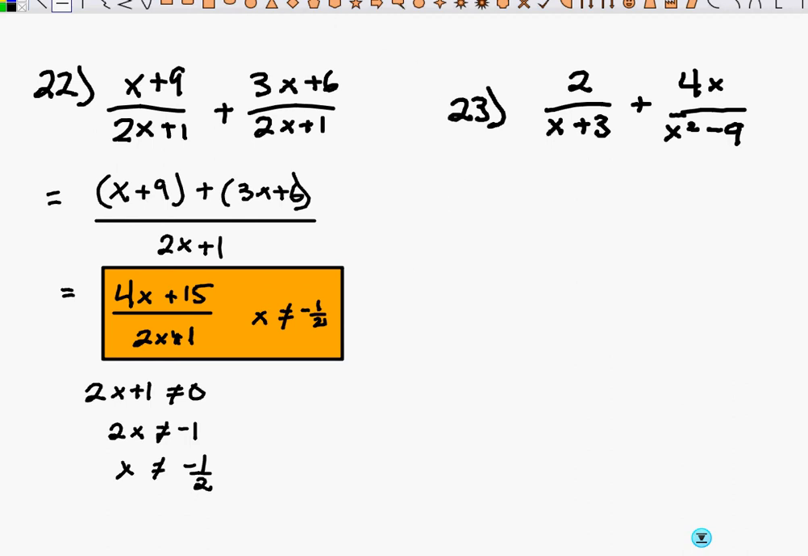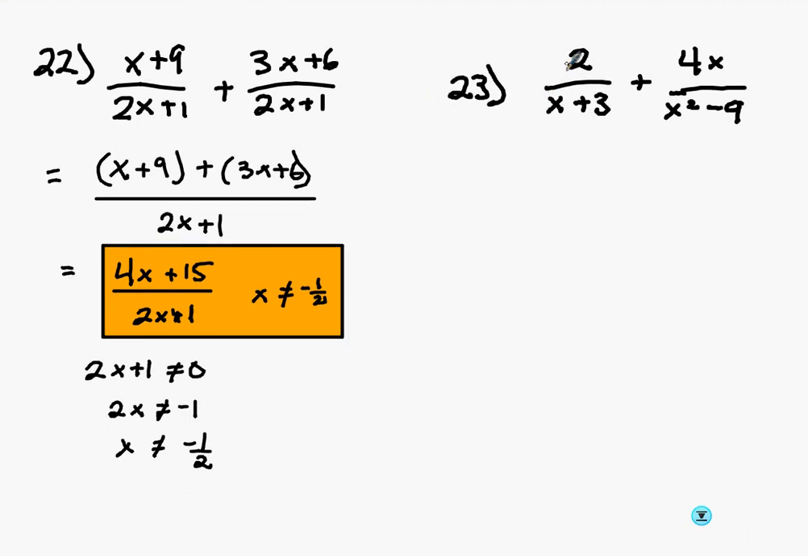Okay, going to 23, here I have 2 over x plus 3 plus 4x over x squared minus 9. Well, the first term is simplified as much as it can be, so we're going to rewrite that again as simply 2 over x plus 3. Our second term, hopefully we notice that we have a difference of 2 squares down in the denominator. So we have 4x, and our denominator then can be factored, x plus 3, x minus 3.